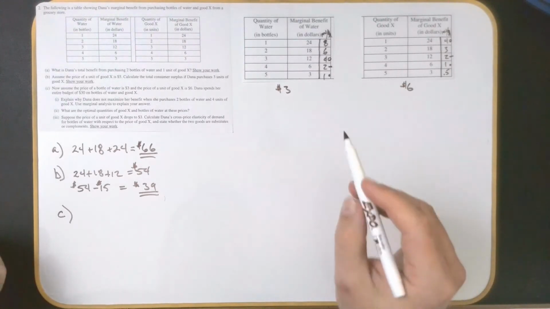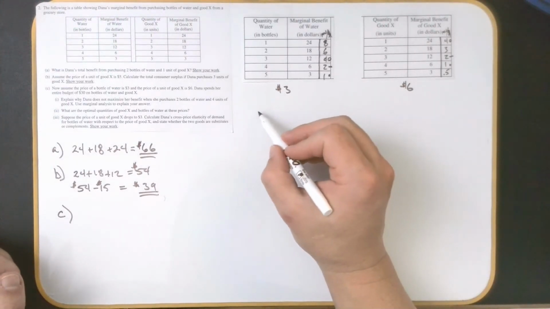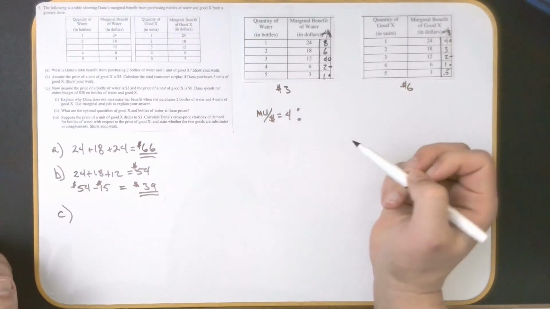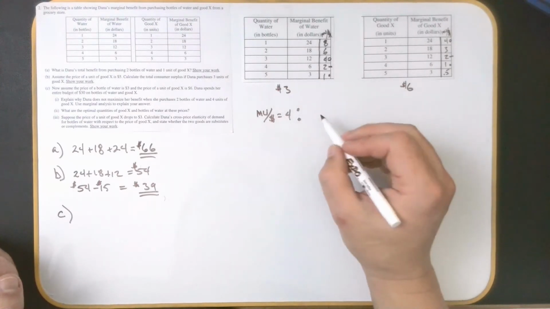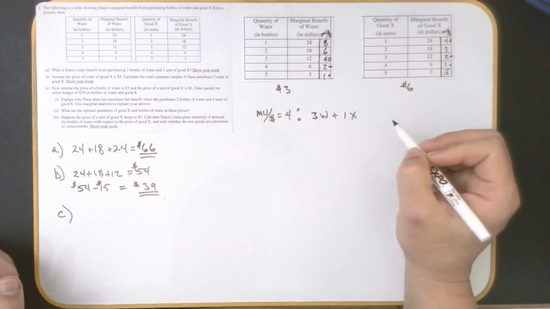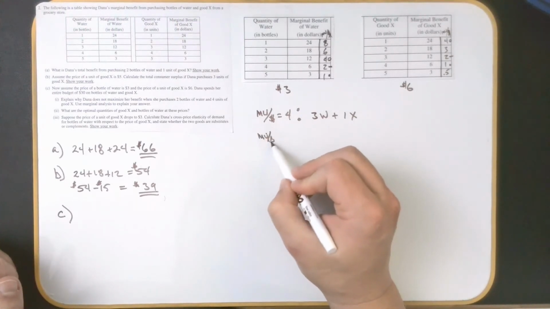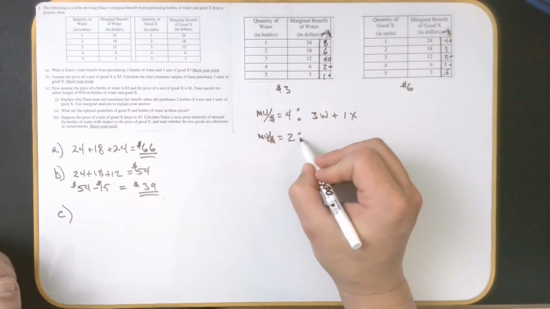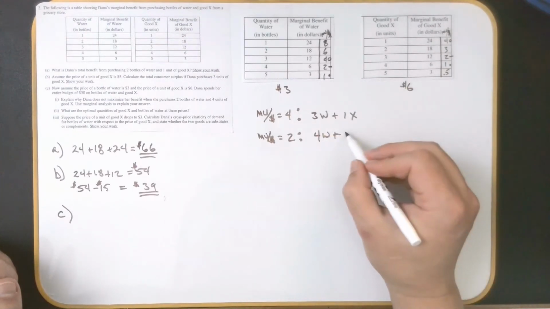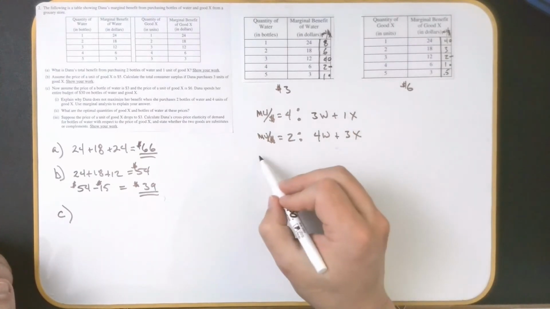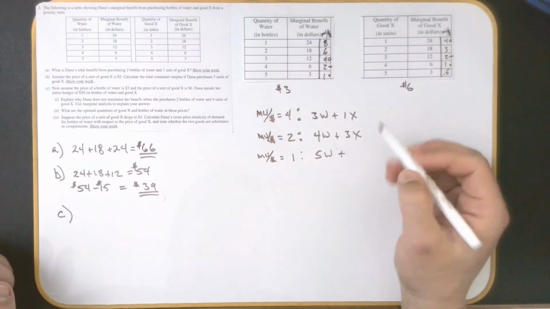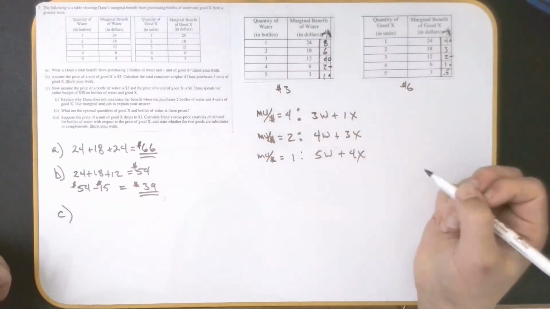So let's go ahead and write those down. When the marginal utility per dollar is equal to 4, I would use 3 water bottles, so 3W plus 1 good X. When it's 2, you're having 4 water bottles and 3 of good X. And when the marginal utility per dollar is equal to 1, we're having 5 water bottles plus 4 of good X.